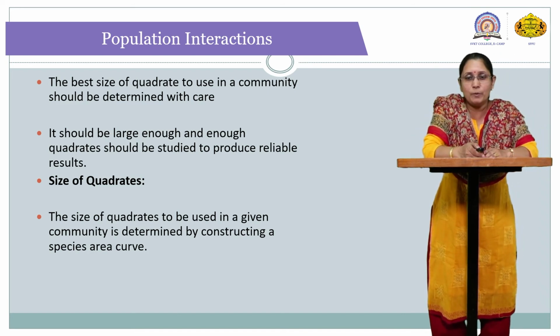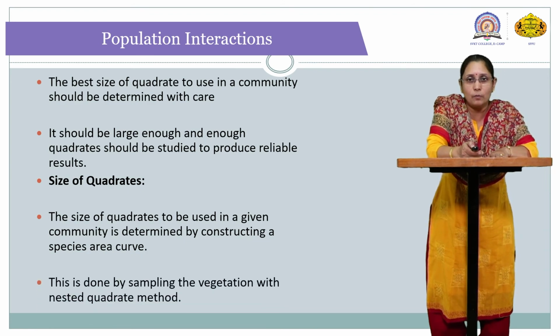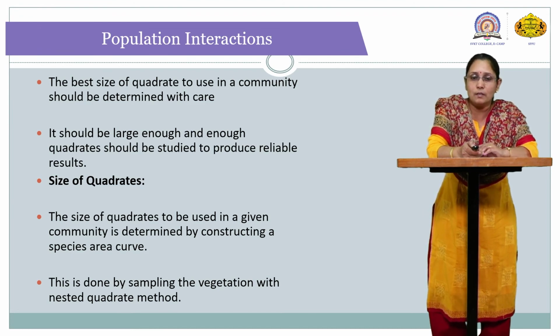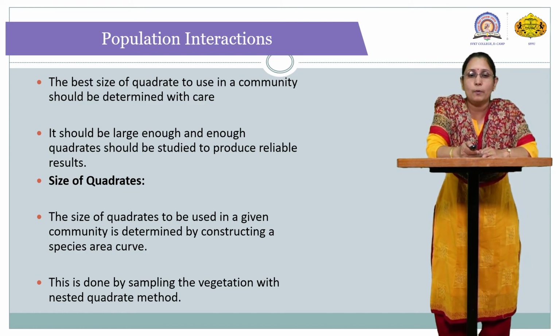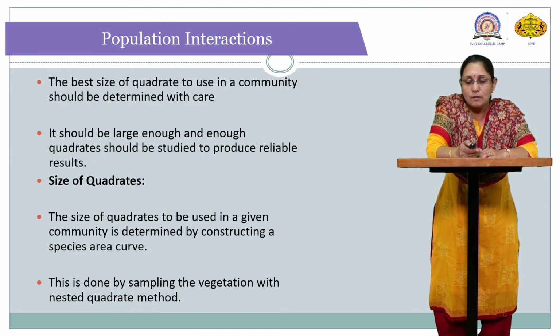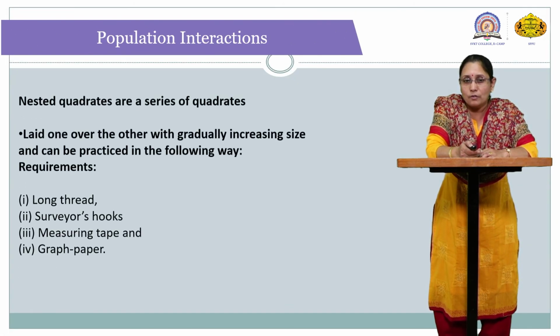Then the size of quadrates to be used in a given community is determined by constructing a species area curve. So you should first follow the species area curve. Once it is decided, then you can easily handle the quadrate method. How you can do this, the method is mentioned here. This is done by sampling the vegetation with the nested quadrate method. One nested quadrate method is given here, by which you have to sample the vegetation, and that particular method is mentioned here.